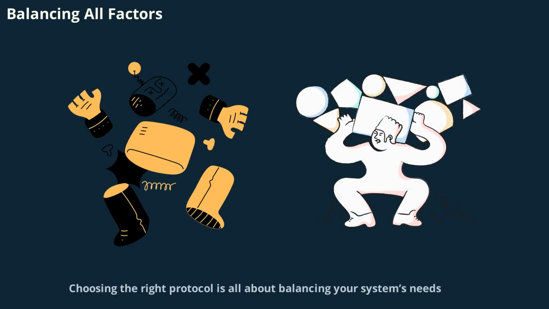Choosing the right protocol is all about balancing your system's needs. You have to consider bandwidth, power, range, reliability, cost, and complexity. Often there's no perfect solution, just the best fit for your specific requirements. By understanding these trade-offs, you can make informed decisions that lead to efficient, reliable, and cost-effective embedded systems.